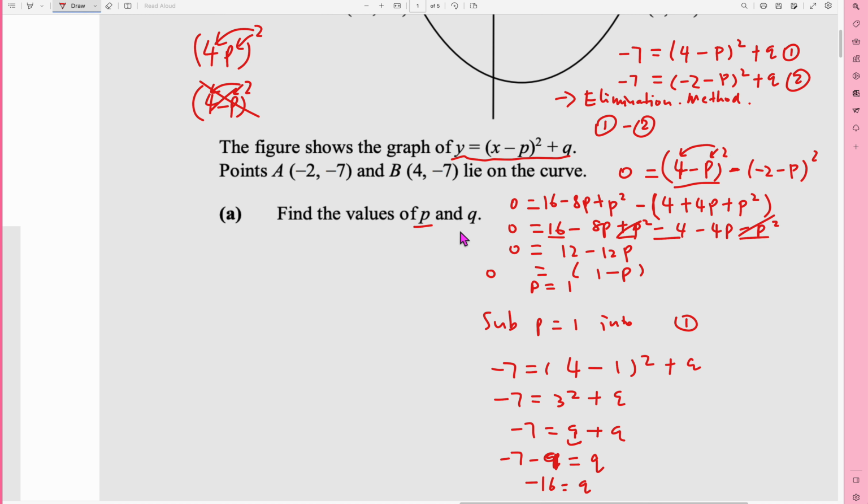That's it. Done. So p is equal to 1. q is equal to -16. That's how you solve this.